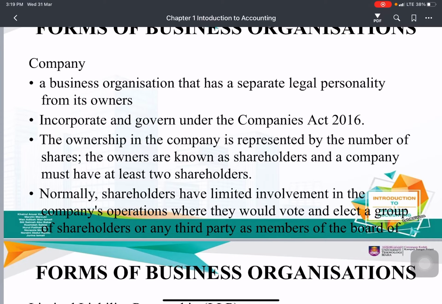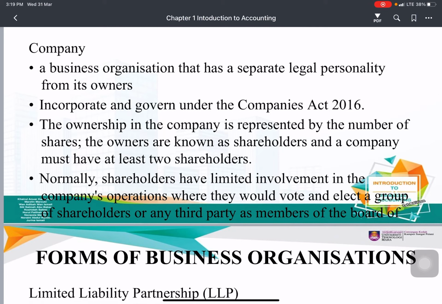Normally the shareholders have limited involvement in the company operation, where they vote and elect a group of shareholders or any third party as members of the board. So it means that the business is not necessarily managed by the shareholders, but it can be managed by themselves if they want, or if there are so many members, they vote on who will be the board of members. They also can take any third party to become a board member.